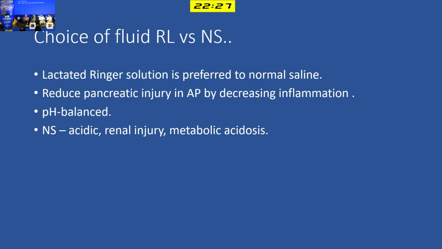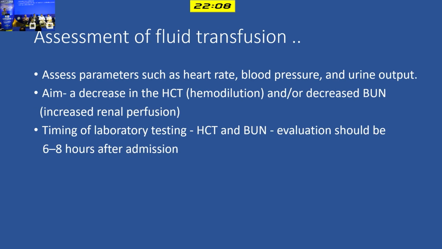Okay, what has been highlighted is that lactated ringer's is the fluid of choice, preferred over normal saline. It reduces pancreatic injury, as has been highlighted, and also decreases inflammation. It is pH balanced, whereas normal saline, being a somewhat acidic fluid, can cause some degree of renal injury and of course some degree of metabolic acidosis. For assessment of fluid transfusion, we measure the dynamic parameters, that is heart rate, blood pressure, urine output. The aim is to decrease the hematocrit and decrease the blood urea nitrogen. These are the two targets which we aim for, apart from urine output, which has already been highlighted.